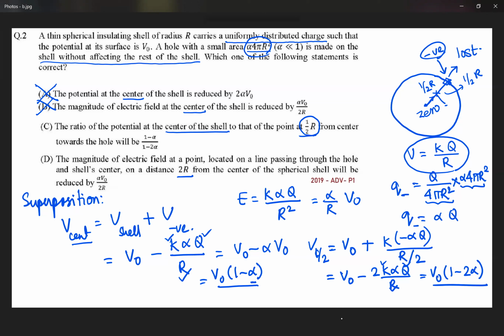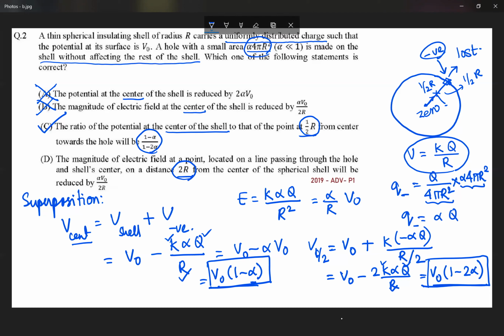So if you want to find a ratio, we have two terms, the potential at the center and the potential at R by 2. Dividing it, we can see that it matches this term over here. So the ratio of the potential at the center to the point at half R is 1 minus alpha by 1 minus 2 alpha. The magnitude of electric field located on a line passing through the hole and the center at a distance of 2R from the center of the spherical shell.